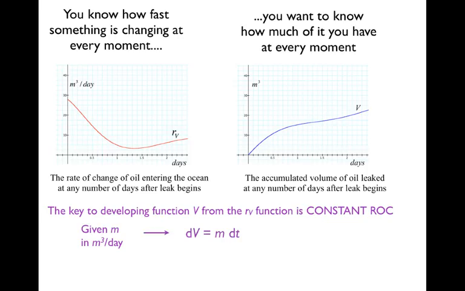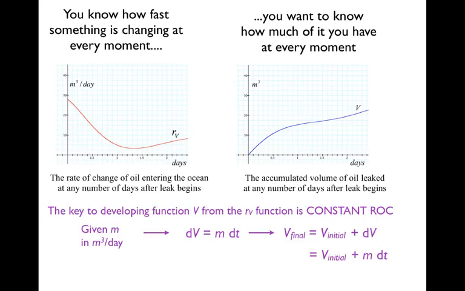Given the rates, that's like a value of m, then we know that dV is m dt. And that's our equivalent to dy equals m dx. And then from a little change in V, and V initial, we could get V final. Okay? So this is the core mathematics behind this endeavor.